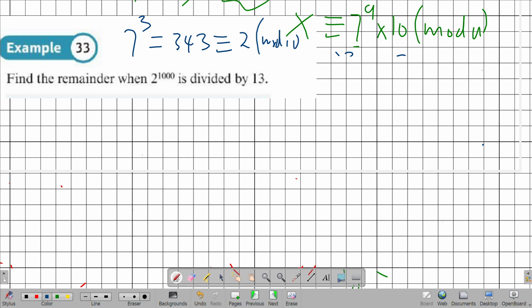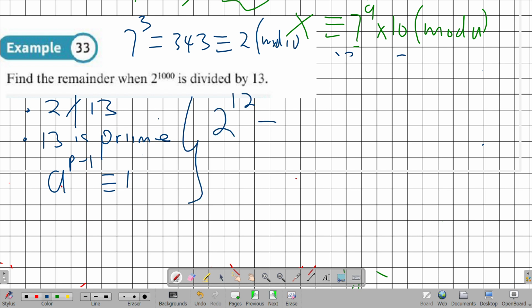Next, does 2 divide 13? 2 does not divide 13. And again, 13 is prime. So as a result, the theorem says, in that case, A to the power of P minus 1 is congruent to 1. So what it tells us is that 2 to the power of 12 is congruent to 1 in mod 13. That's what this statement tells us.